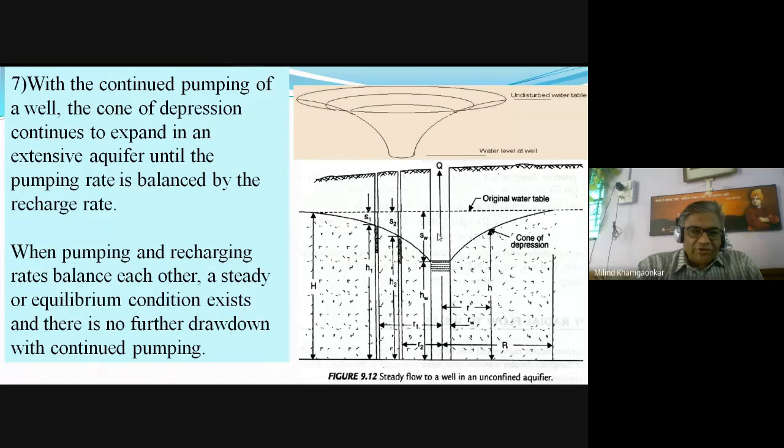So when this drawdown or depression head reaches a certain level, the water level in the well reaches a certain depth, such that the pumping, that is the rate at which water is taken out, and the recharging, that is the water coming into the well, are equal and balanced, then there will not be any further drawdown, or any further decrease in the water level in the well. This is called the equilibrium condition.